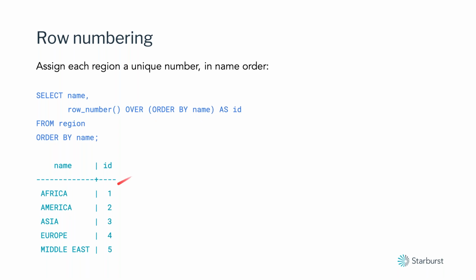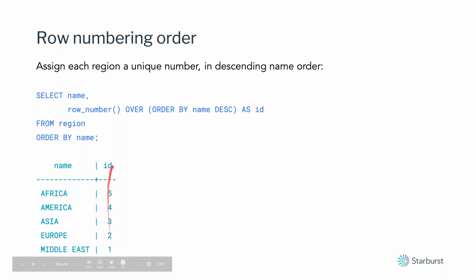So it says process the rows in the output in this order, in the order of name. And so we can see that we assign 1, 2, 3, 4, 5 to the rows. Seems pretty simple. We can also make the order by clause descending. We can order in the descending order of names, so the row number will run over in the opposite order.